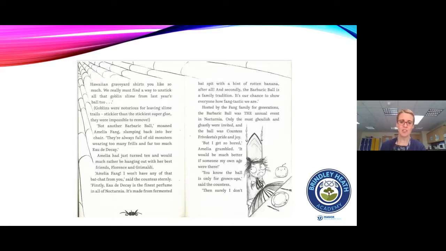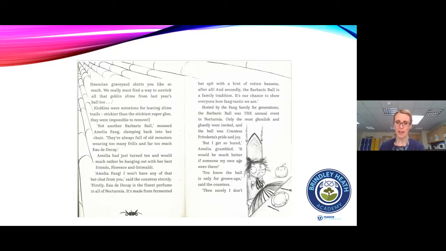Amelia had just turned 10 and would much rather be hanging out with her best friends Florence and Grimaldi. Amelia Fang, I won't have that bat chat from you, said the Countess sternly. Firstly, eau de decay is the finest perfume in all of Nocturnia. It's made from fermented bat spit with a hint of rotten banana, after all. And secondly, the barbaric ball is a family tradition. It's our chance to show everyone how fantastic we are.